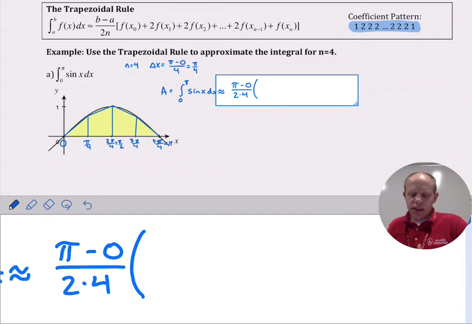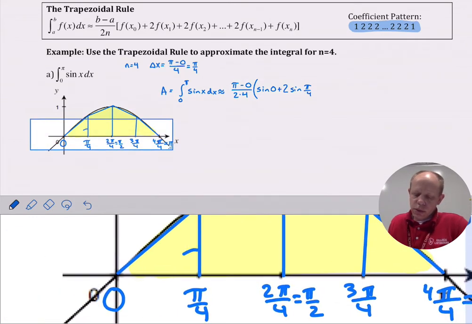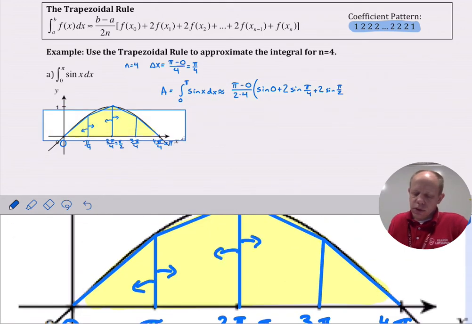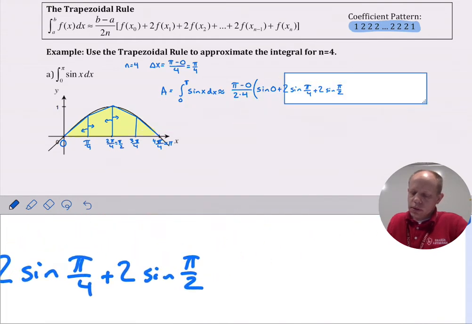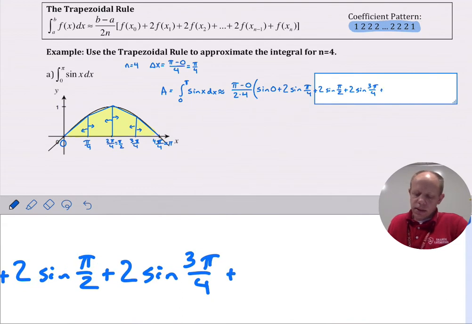And it's going to be now f at x sub 0. So it's going to be sine at 0, so right here at the starting point. And now plus 2 sine of pi over 4. So remember, we need 2 of the pi over 4s because it's in both trapezoids. And then plus 2 sine of pi over 2. And again, it's because that pi over 2 is working in both trapezoids there. And then plus 2 sine of 3 pi over 4. And that's because it's here and here. And then finally, 1 sine of pi.